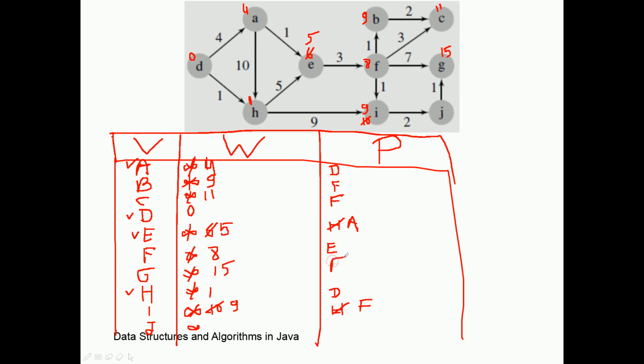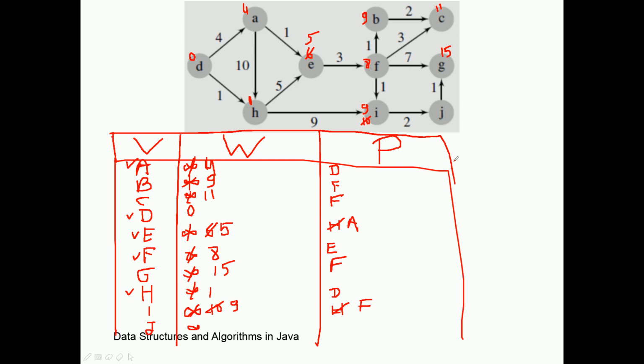Now we finish it, and we're done with F. F goes to B, C, G, and I. We updated C, we updated G with 15, and we have the predecessor. Just make sure that we do not forget anything. And then the I, and we updated it. So now F is done.